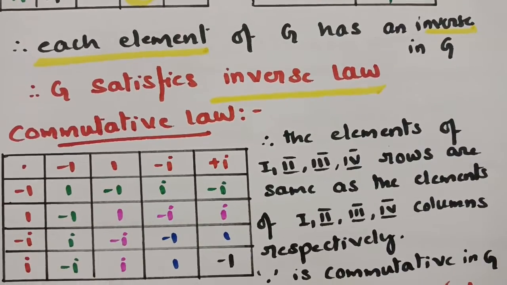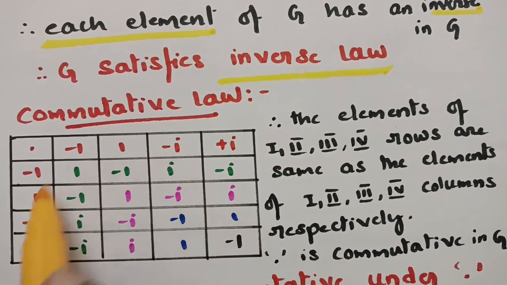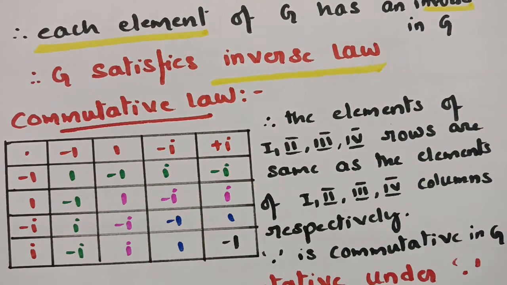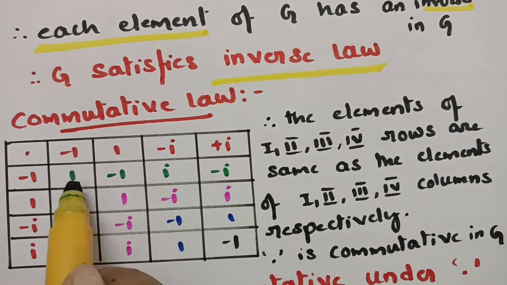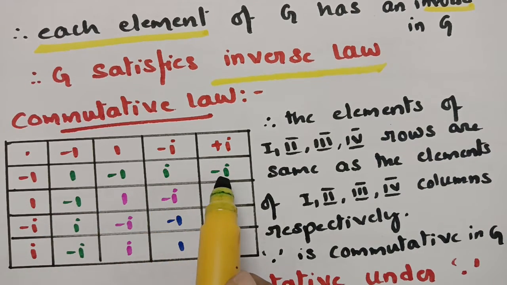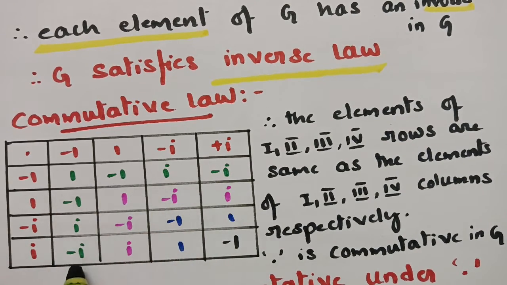And next thing is the commutative law. So here is the composition table. If you observe this one, what is the definition? A into B is equal to B into A. And see, if you observe this one, this is 1, minus 1, i, minus i. This is 1, minus 1, i, minus i. The rows equal columns. See here, 1, minus i. This is 1, minus i. Rows equal columns. This is minus 1, 1. This is also minus 1, 1.